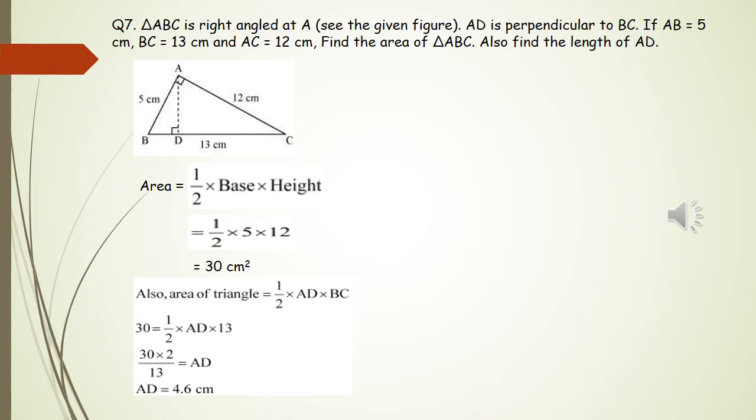So in the first part of the sum, we have taken base as AB, that is 5 centimeter, and height as AC, that is 12 centimeter. In the second set of the sum, we have taken base as BC, that is 13 centimeter, and height as AD.